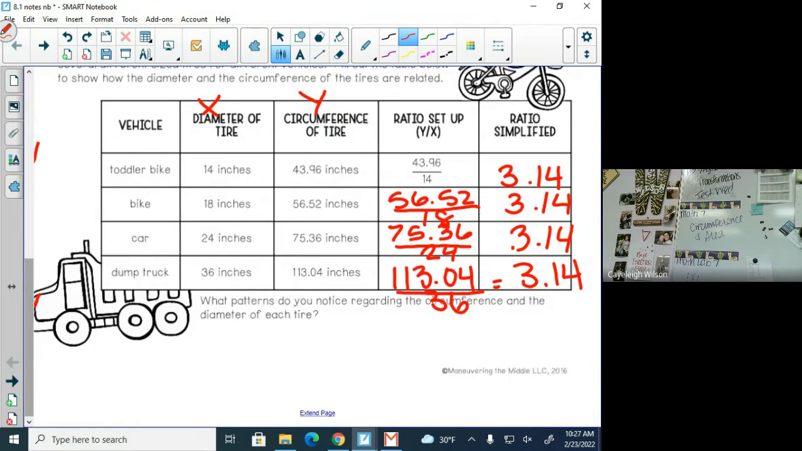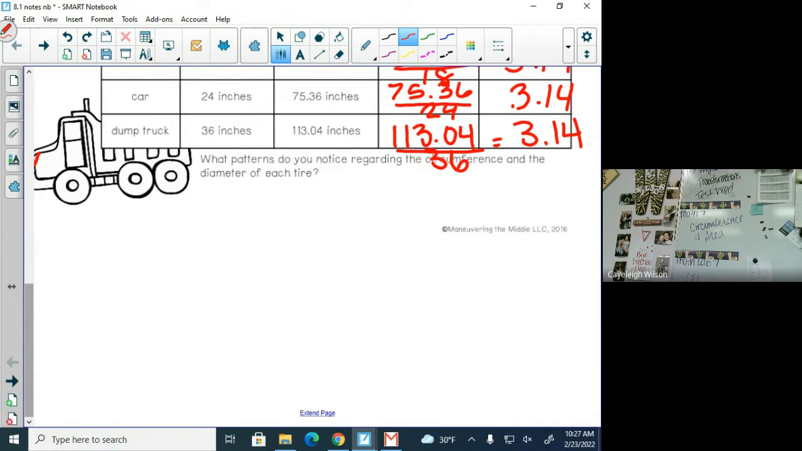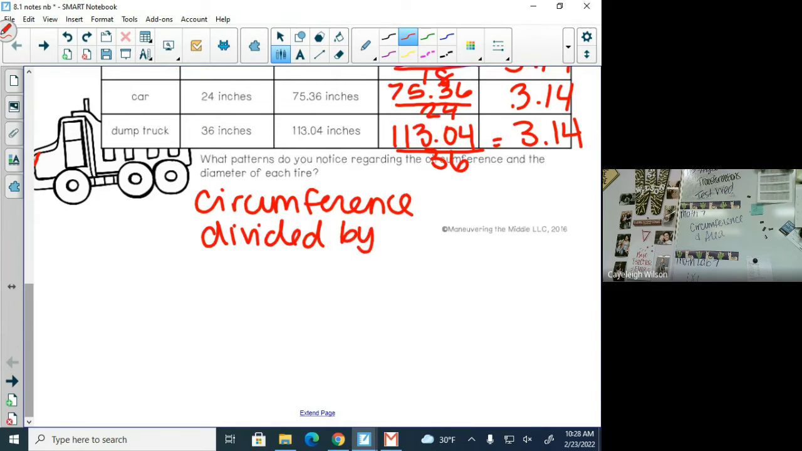And what we can say is that the circumference divided by the diameter is 3.14. Now, if you were in my lab, you cannot answer this question. Do not answer this question if you're in the lab.